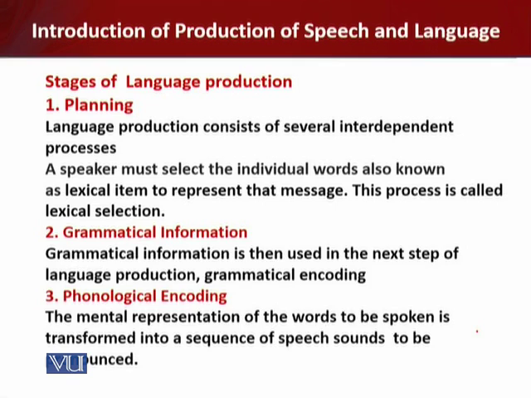Number one is planning. Now, this stage consists of several interdependent processes. For example, after identifying a message or part of a message to be linguistically encoded, a speaker must select the individual words, also known as lexical items, to represent that message. This process is called lexical selection. The words are selected based on their meaning, which in linguistics is called semantic information. Lexical selection activates the word's lemma, which contains both semantic and grammatical information about the word.